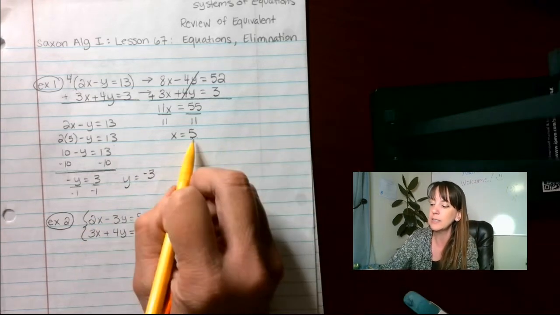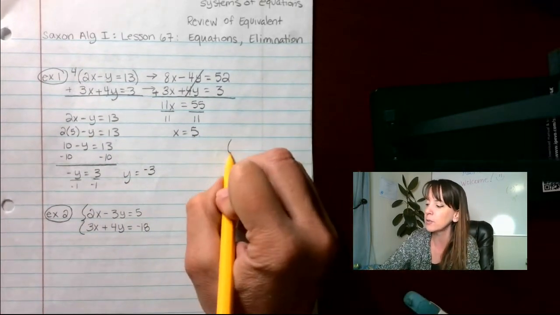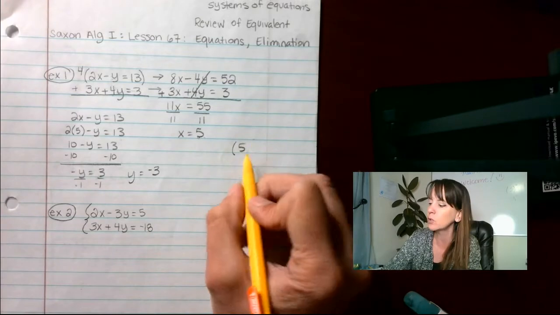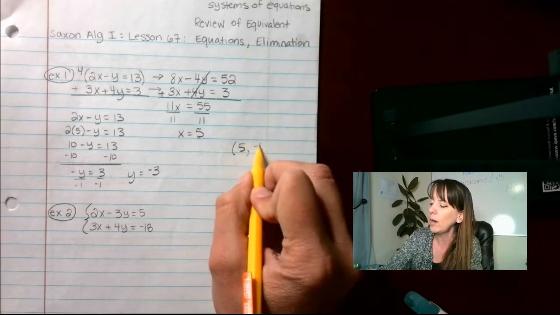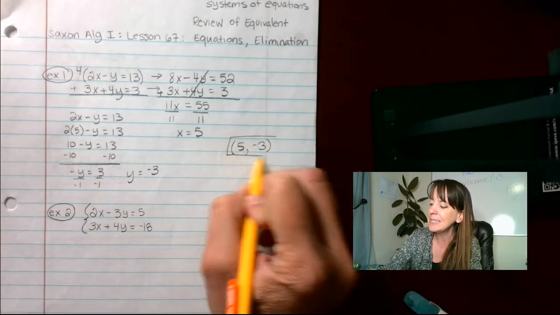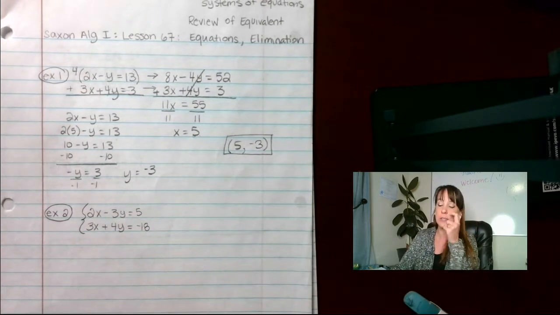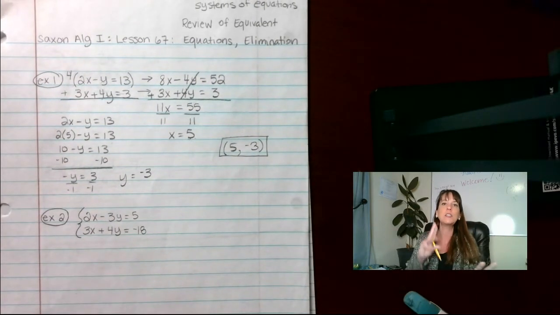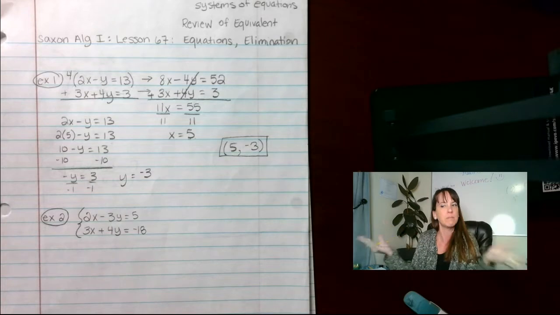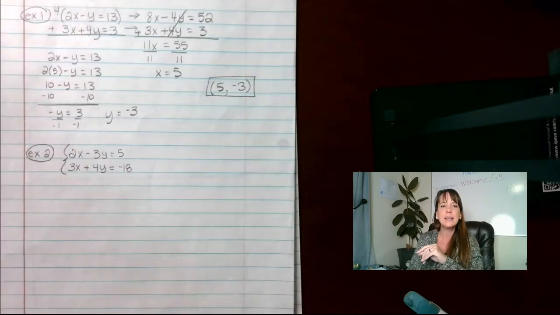So my answer is, remember, we write this as an ordered pair, so it's going to be 5, with your x always first, and then our y is negative 3. That is our answer there. Okay, so elimination, again, you just need to multiply things until you can eliminate. That's all there is to it. Let's take a look at this second one.